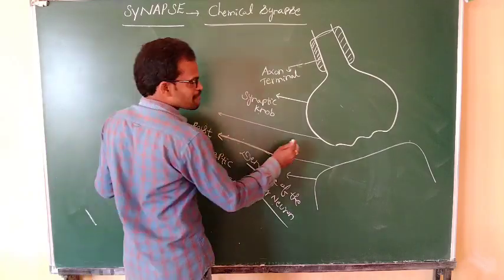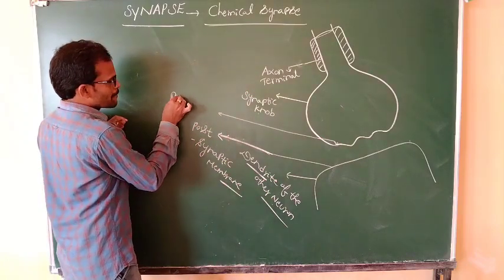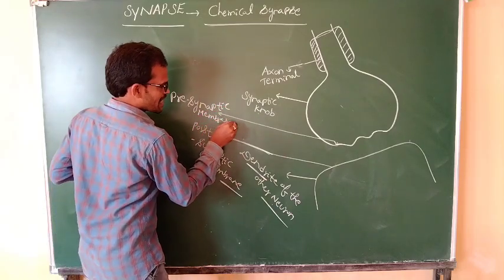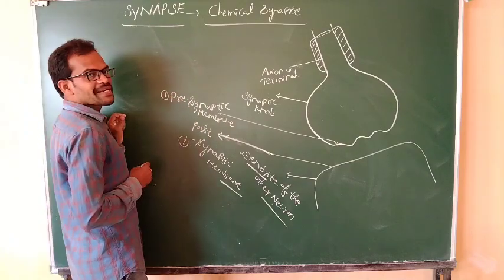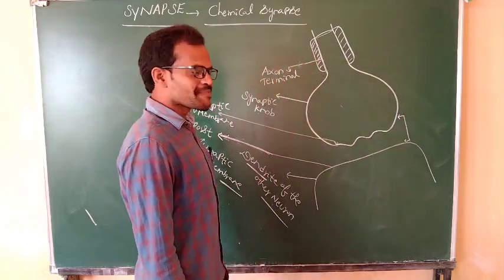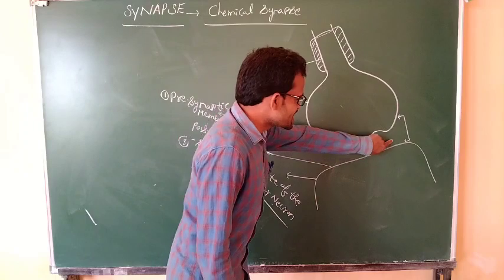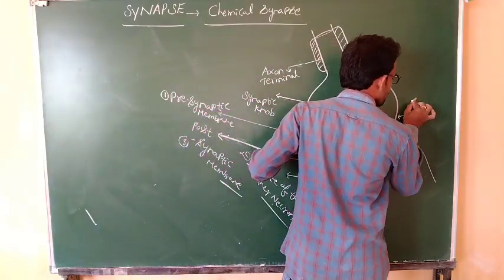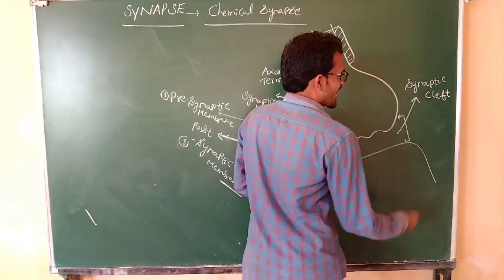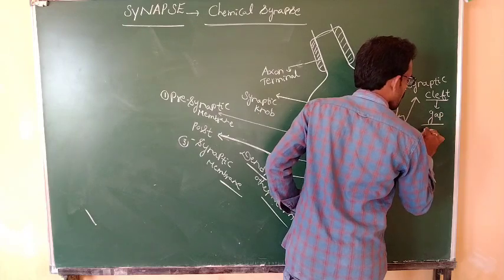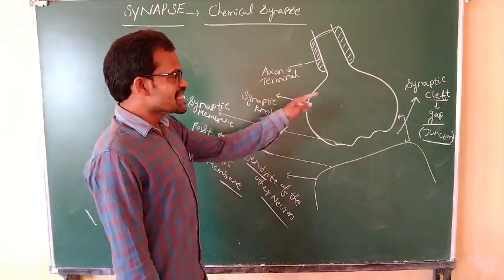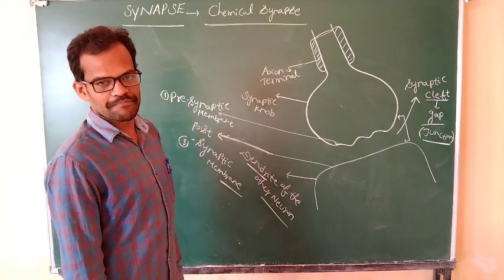This membrane is known as the presynaptic membrane. Third one, the postsynaptic membrane. Between the presynaptic membrane and the postsynaptic membrane, this gap is known as the synaptic cleft. Cleft means gap or junction. The gap is located between the presynaptic membrane and the postsynaptic membrane.